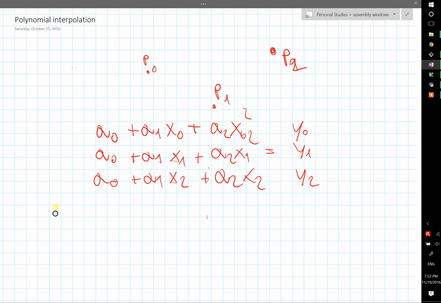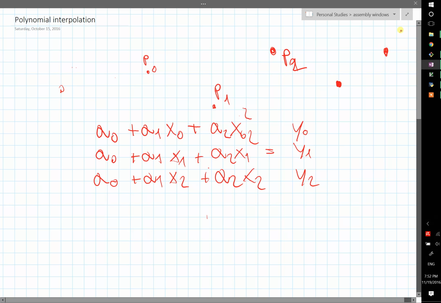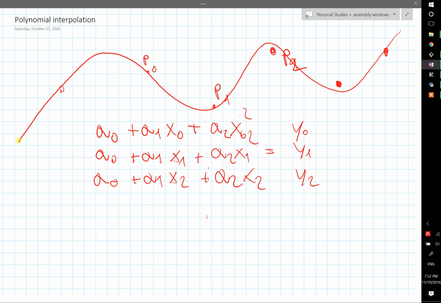So the higher the number of points, the higher the degree of polynomial you want to go through the points. Of course, the result is not going to be this nice, and we're going to see later why. But this is the general concept, right?